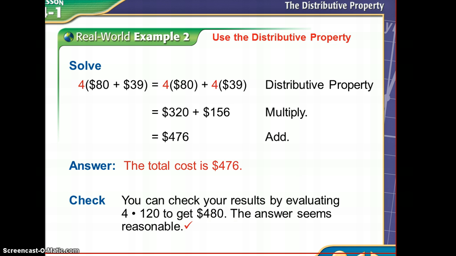Okay, you can check your results by evaluating 4 times 120 and you get 480. This answer does seem reasonable.